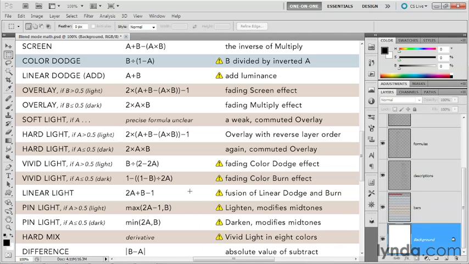And that, my friends, is what's going on with the contrast modes inside Photoshop. In the next exercise, we'll walk through the inversion, cancellation, and component modes.